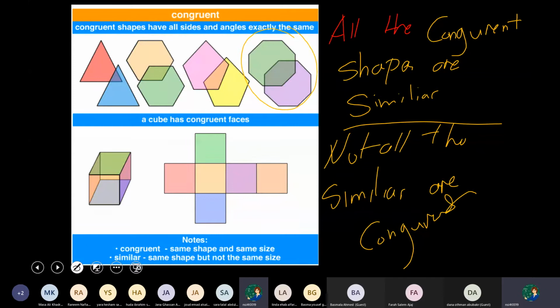Because it could be similar, it could have the same shape, but not have the same size. Is it clear now? Yes. Okay. So if I told you that these two shapes are congruent, they have two things: same size and same shape, but the similar ones have only the same shape.